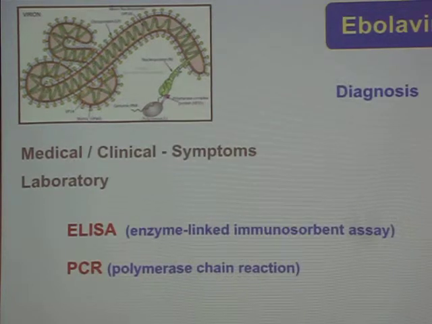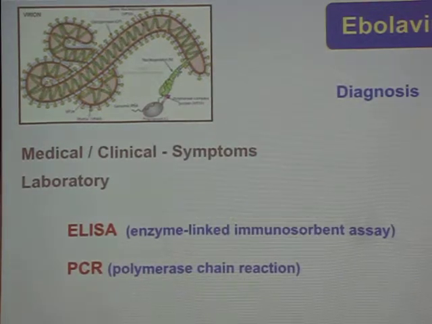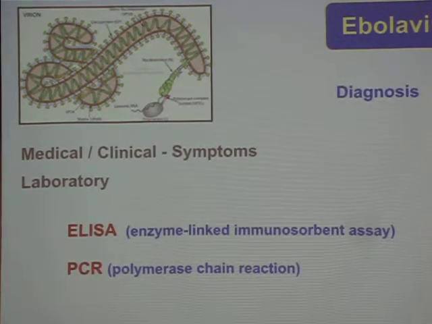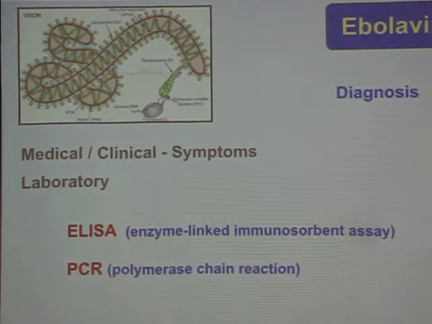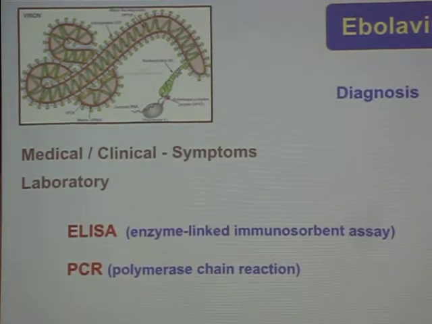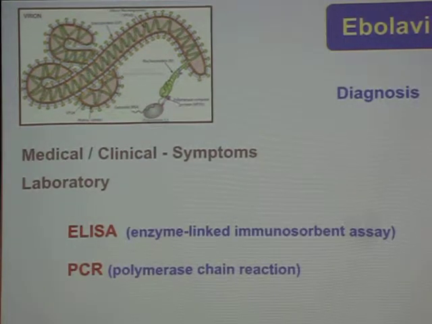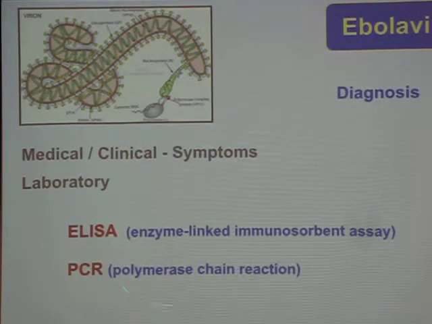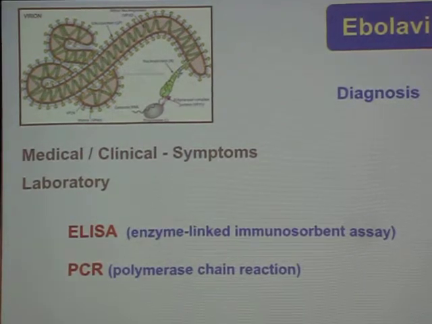A PCR is a way of amplifying. If you have a small gene or protein and you want to increase it, then you use a PCR technique to increase the amount that you have in order to test it. So these are done using an antigen against or an antibody against the virus. And so this is a definitive test for this.